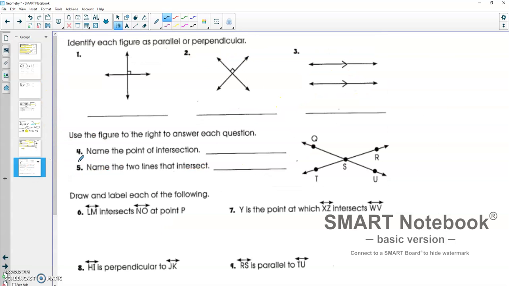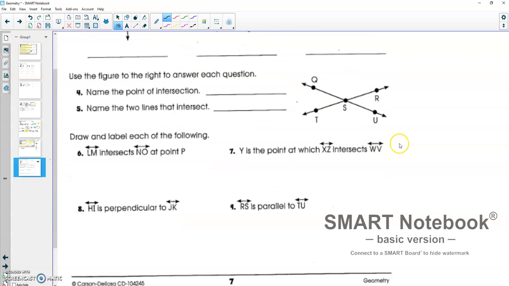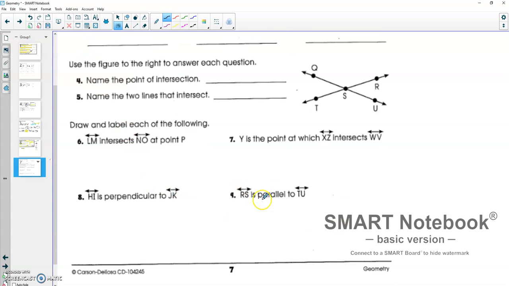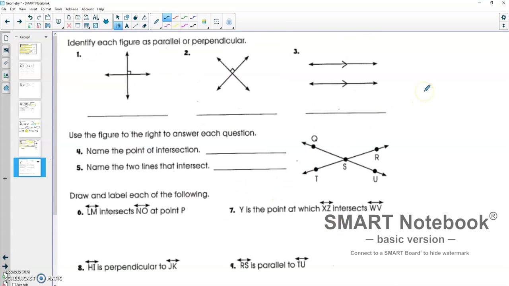Okay, let's go on to the next one. Now, this is the homework. It's just one page, 9 problems. I want you to complete it by the end of today. So turn it in by 9:30 tomorrow.